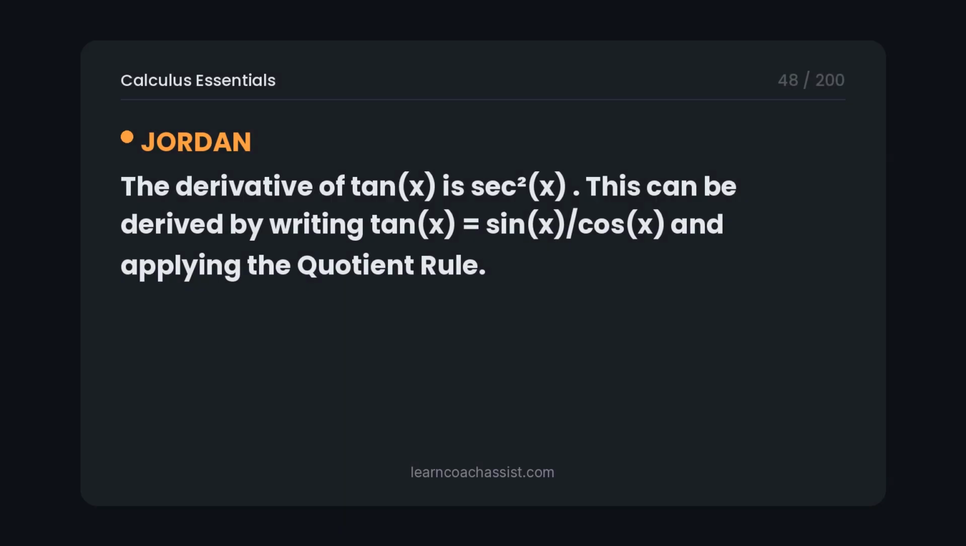What is the derivative of tan x? The derivative of tan x is sec squared x. This can be derived by writing tan x equals sine x over cosine x and applying the quotient rule.